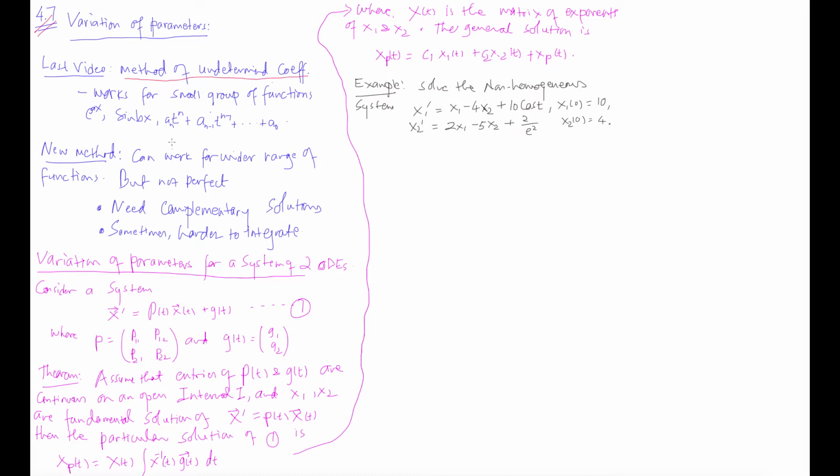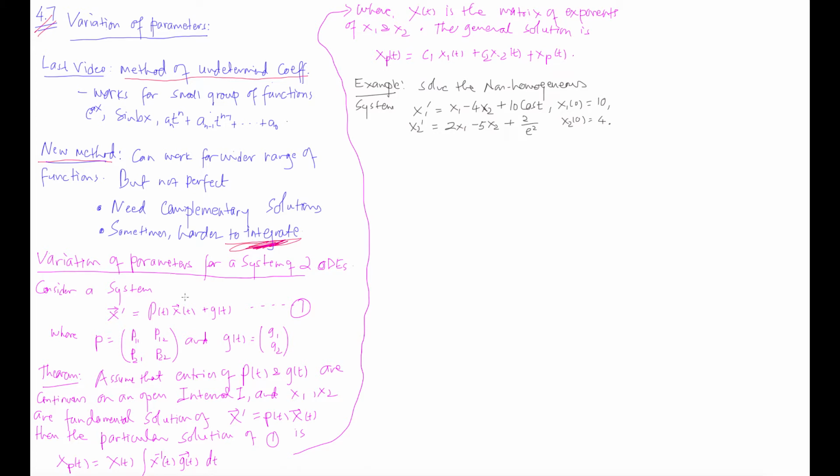This new method, variation of parameters, can work for a wider range of functions, but it is not perfect, so it will not be able to do all the problems. The main disadvantage of variation of parameters is that it needs the complementary solution first. To find the particular solution, we need to find the complementary solution first, and sometimes it is hard to integrate. We will see when we need to integrate and why it is hard. We'll talk about that later.